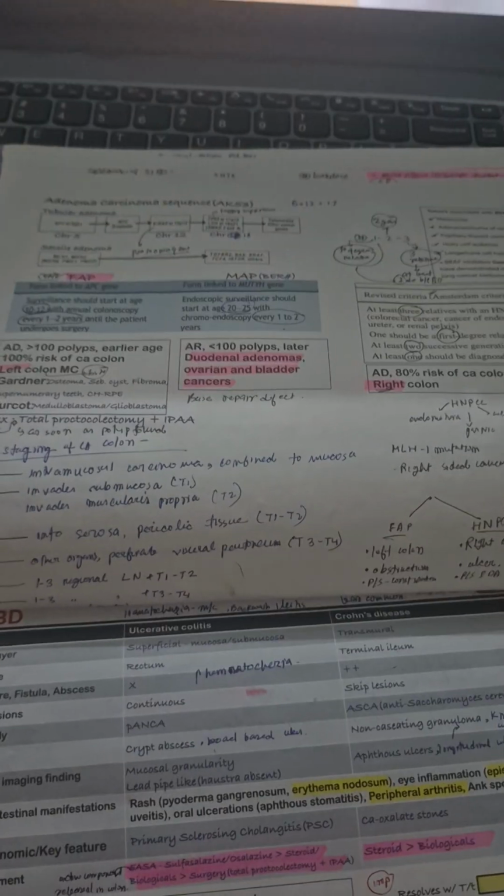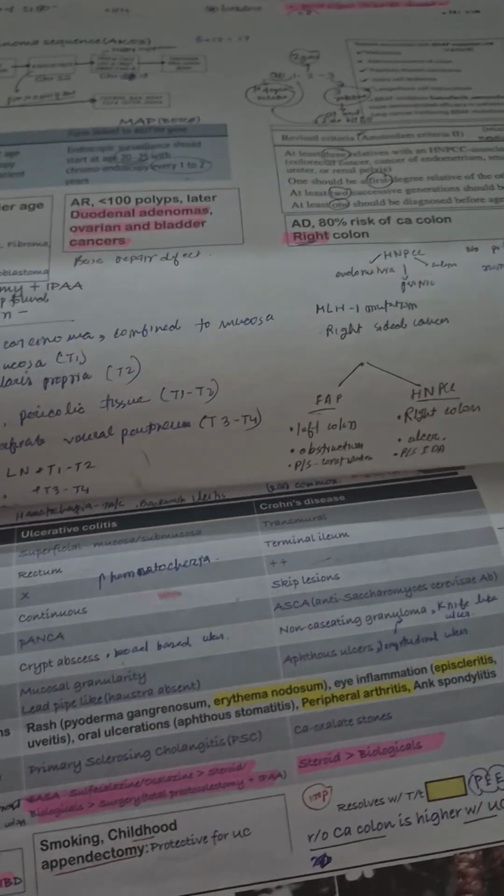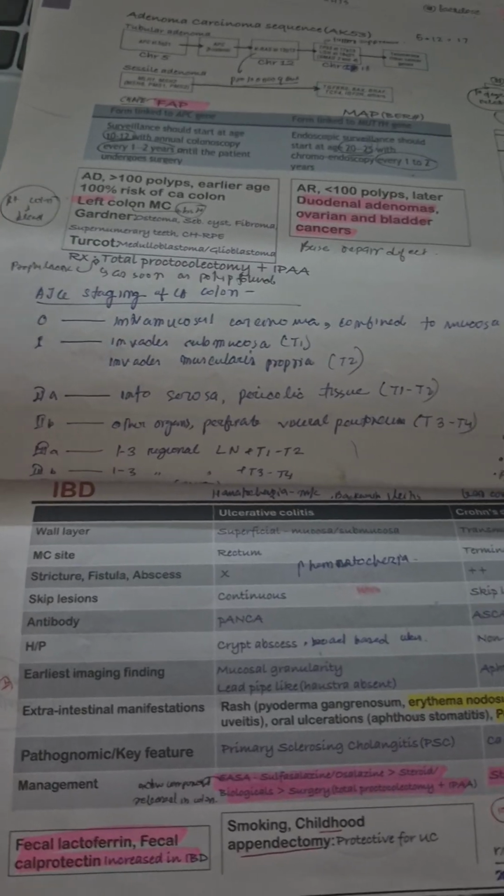And then FAP and HNPCC. FAP is mostly left-sided colon cancer, and MAP is right-sided colon cancer. In right-sided colon cancer, there is more bleeding. In left-sided colon cancer, there is obstruction.